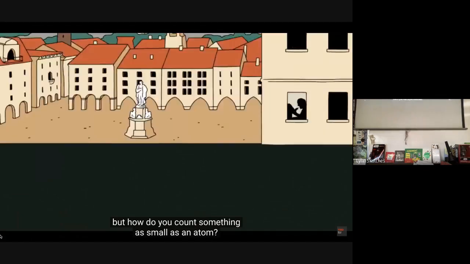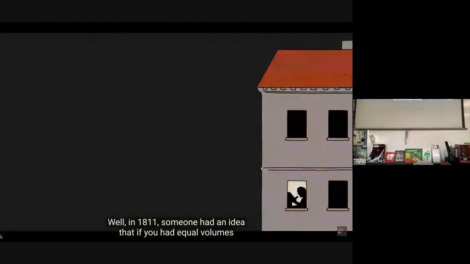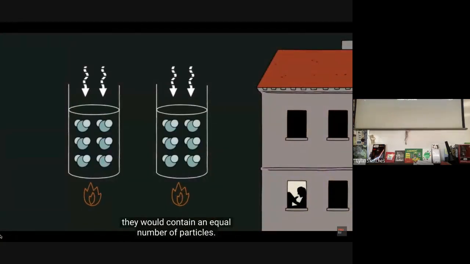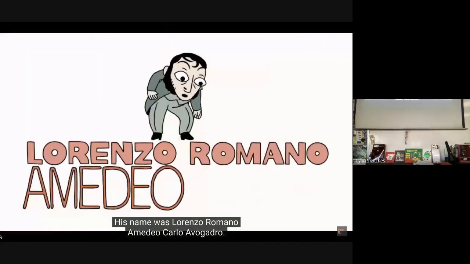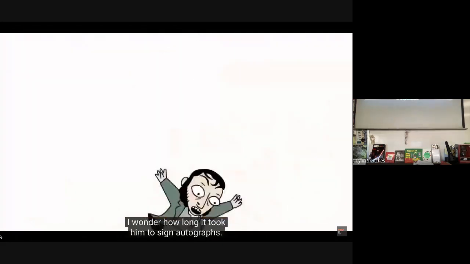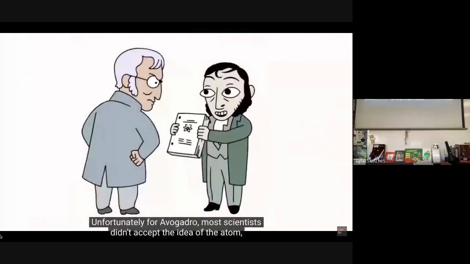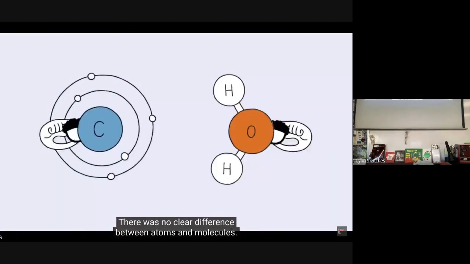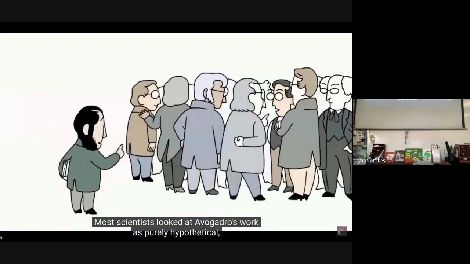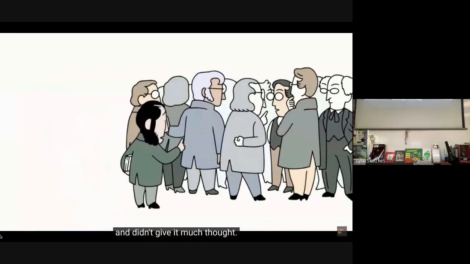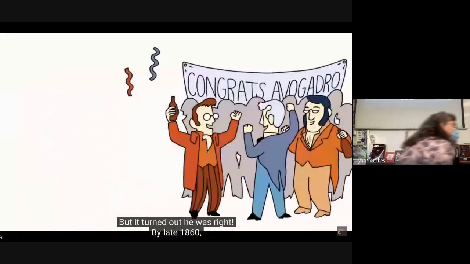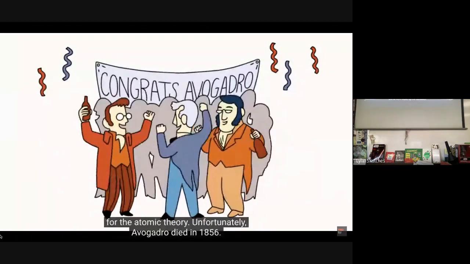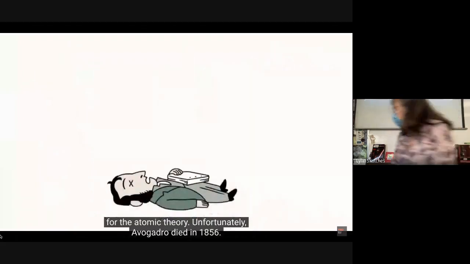Have you ever wondered how many atoms there are in the universe, or in your body, or even in a grain of sand? Scientists have wanted to answer that question, but how do you count something as small as an atom? Well, in 1811, someone had an idea that if you have equal volumes of gases at the same temperature and pressure, they would contain an equal number of particles. His name was Lorenzo Romano Amadeo Carlo Avogadro. Wonder how long it took him to sign autographs. Unfortunately for Avogadro, most scientists didn't accept the idea of the atom, and there was no way to prove he was right. There was no clear difference between atoms and molecules. Most scientists looked at Avogadro's work as purely hypothetical and didn't give it much thought. But it turned out he was right. By late 1860, Avogadro was proven correct, and his work helped lay the foundation for the atomic theory. Fortunately, Avogadro died in 1856.